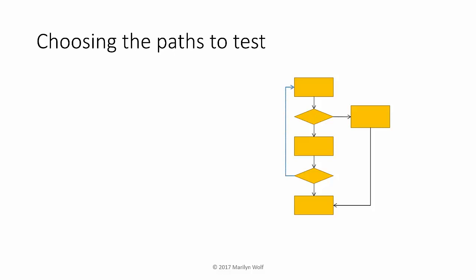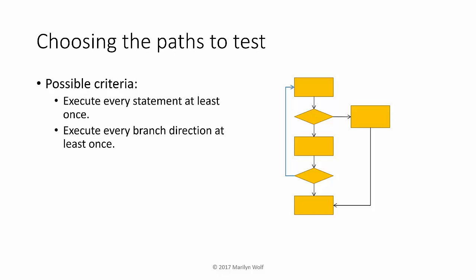Consider this control flow graph. We've abstracted away the data flow for a moment. What are some possible criteria we can use to decide how much testing to do? Well, one would be to say to execute every statement at least once. That is, to execute every block and every diamond at least once, possibly more than once, but at least once. Another criterion is to execute every branch direction at least once, that is, to traverse every edge at least once. Are these the same criteria? Well, in the case of general code, the answer is no.